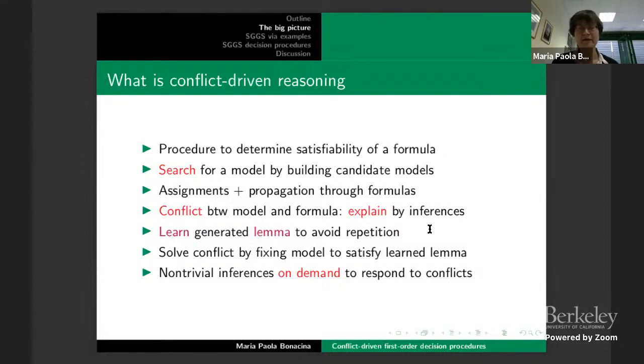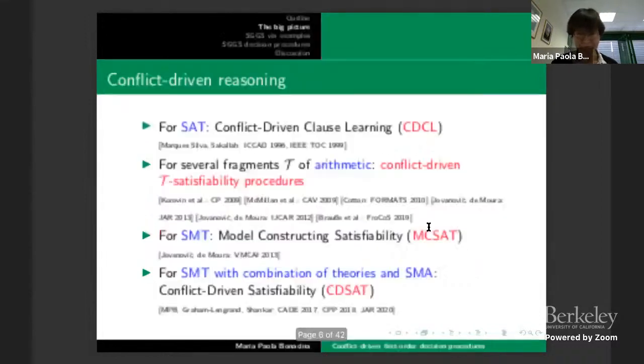When a conflict arises between the candidate model and the formula, it is explained by inferences in such a way that a lemma can be learned in order to avoid repeating the same search and the same conflict. The conflict is solved by fixing the model to satisfy the learned lemma. And the key thing is that while propagations are relatively inexpensive inferences, the non-trivial inferences that are more expensive are confined to explain the conflicts, to respond to the conflicts and fix the model accordingly.